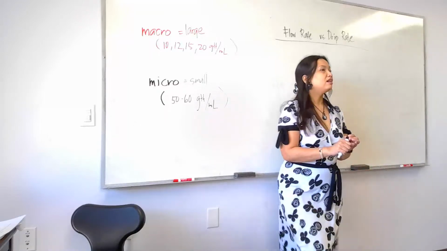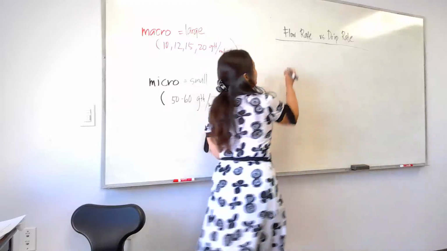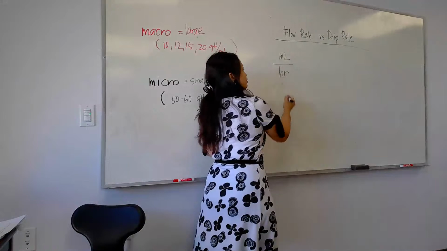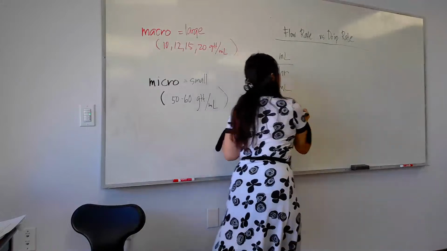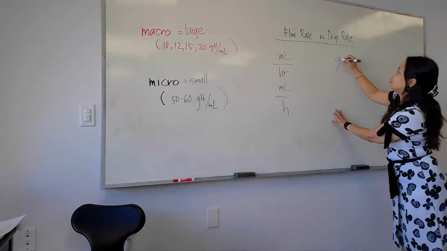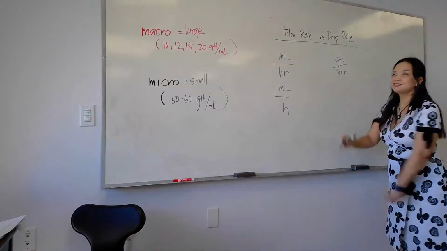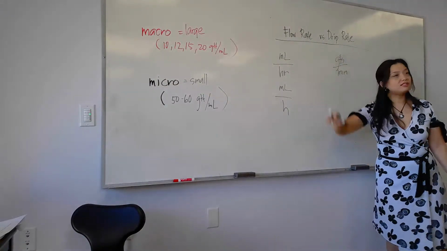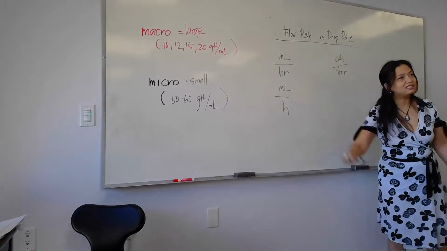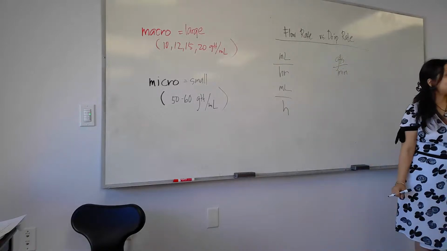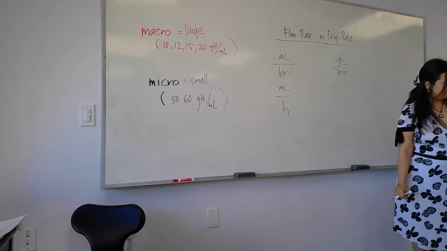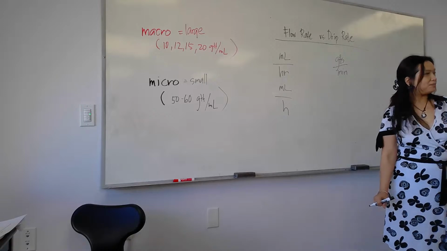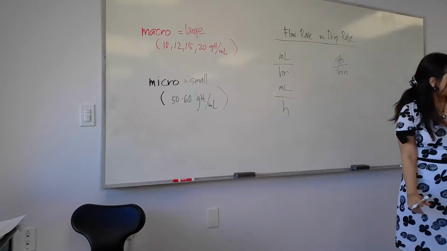Technically though, a flow rate will be ml per hour, or ml over H, and a drip rate will be drops per minute. Did you see the difference? A larger drop is an ml, a larger minute unit is an hour. Is that clear? Technically. But they love using just the term flow rate. So sometimes they say flow rate, but they want this answer.